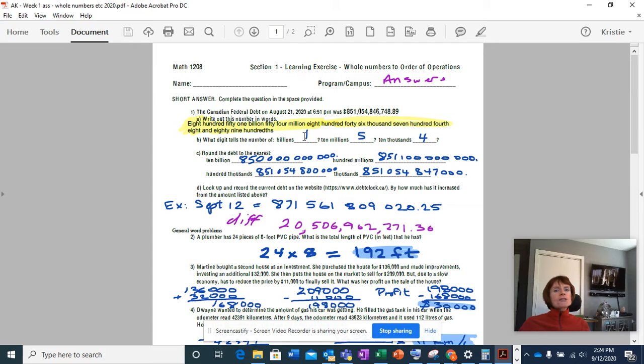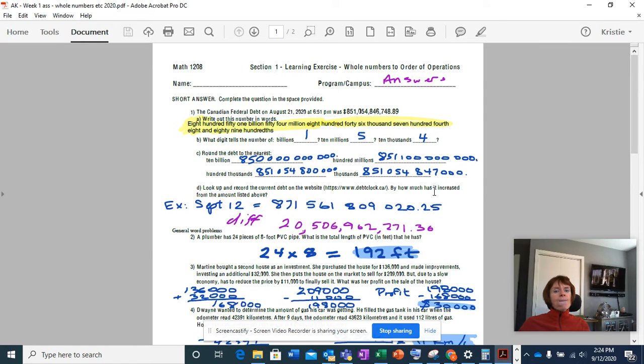The number in the billions is the 1 position. The 10 millions, the 5. And 10,000s is the 4. The rounding you can see here. Hopefully you get those right. Hopefully I got them right.